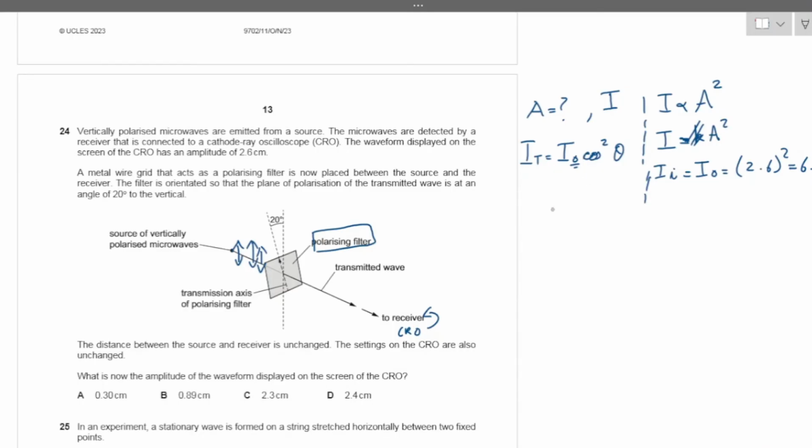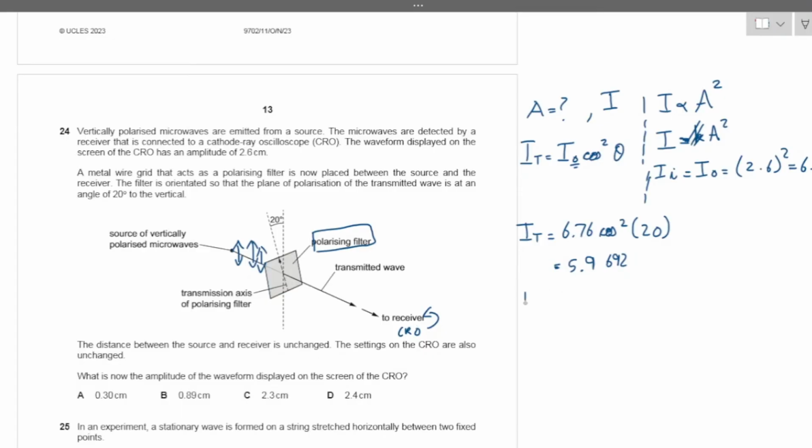So we can then put it: I transmitted is equal to I initial, or the I incident, that would be 6.76, multiplied by cos squared 20 degrees, because now we have a polarizing filter in between. Now we apply it to the equation. That would be 6.76 times cos squared 20, which gives 5.9692. Right, we got the intensity transmitted, but we need to get the amplitude.